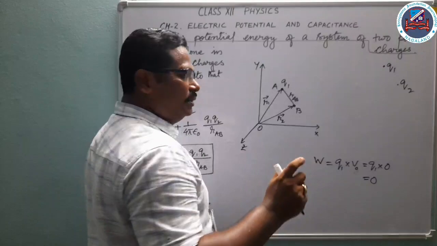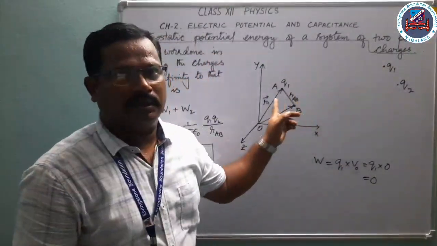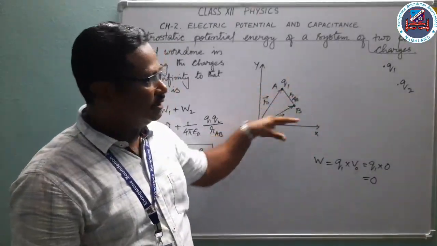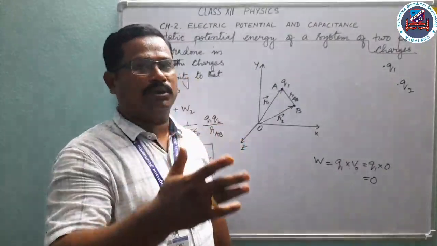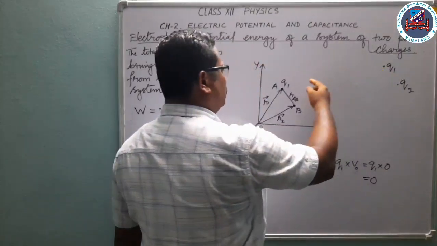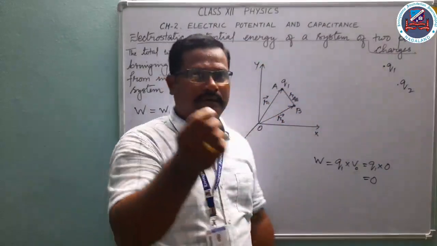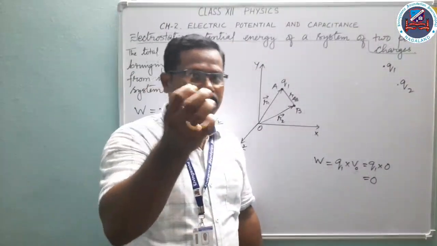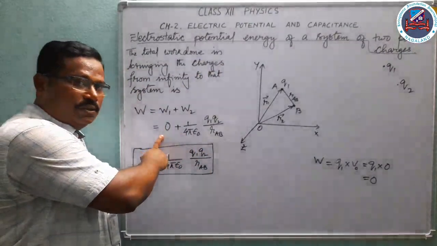Now, but when we look carefully, while bringing Q1, we have not done that much work. We can say that we are following Newton's first law of motion, because there was no charge nearby. So it was very easy for us. A body in motion will be in motion. So very little force only you have applied to bring the charge from infinity to position A. So the amount of work done is very, very negligible. That's why we are taking it as 0. We write here as 0.